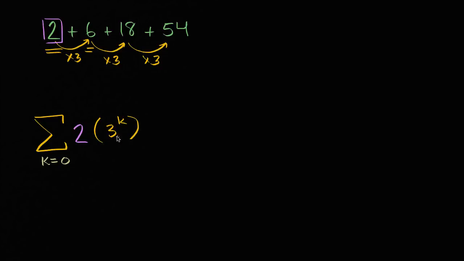So this is k equals 0. Let me do this in a different color. So this is k equals 0. This is k equals 1. This is k equals 2. And then this would be k equals 3, which would be 2 times 3 to the third power. So 2 times 27 is indeed equal to 54. So we're going to go up to k is equal to 3. So that's one way that we could write this.